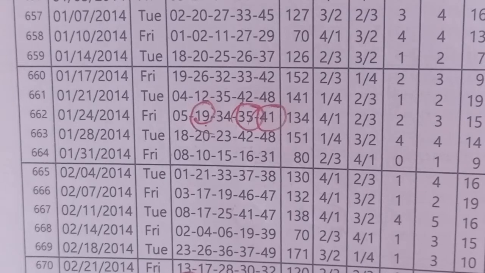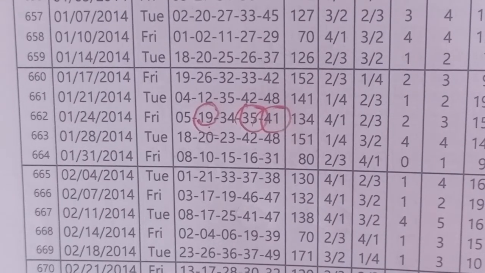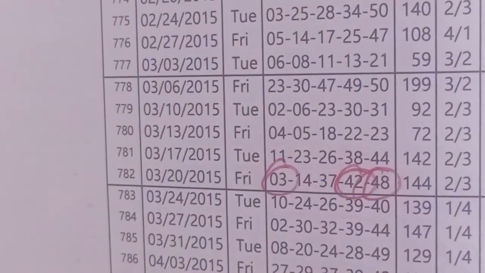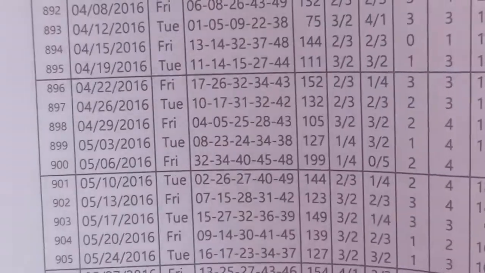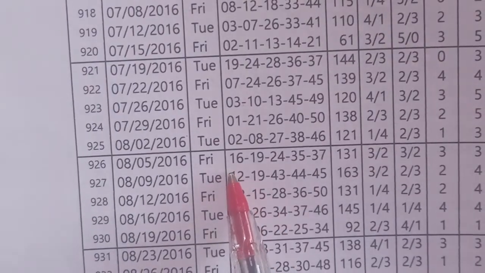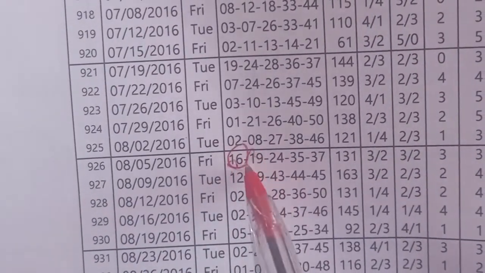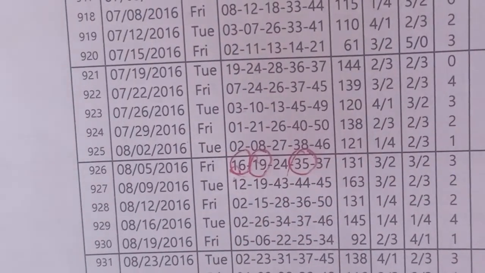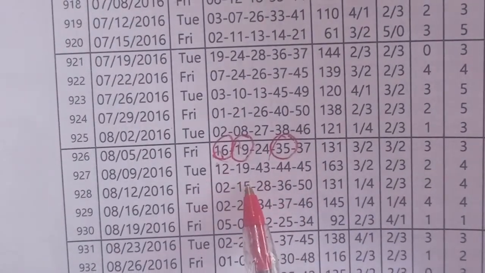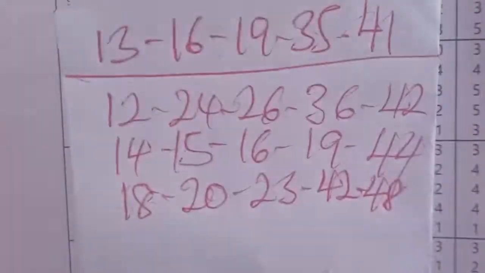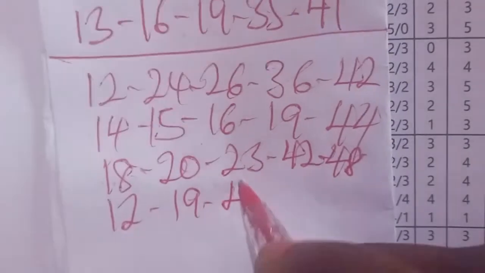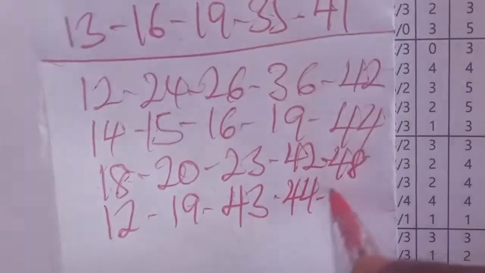We are having 8 areas to copy. So this is the third one. Let's go to the fourth one, results number 926. So we have the numbers 16, 19, and 35. After these numbers drop, we have 12, 19, 43, 44, 45.